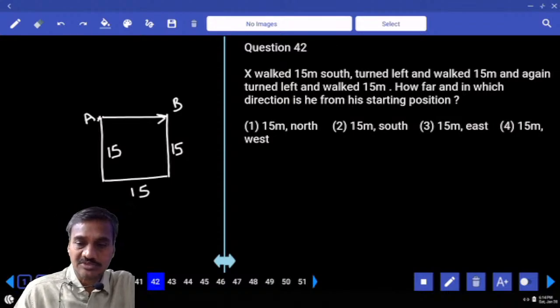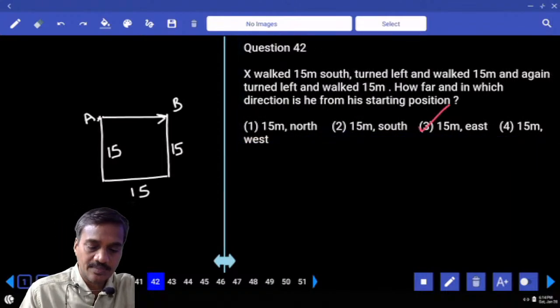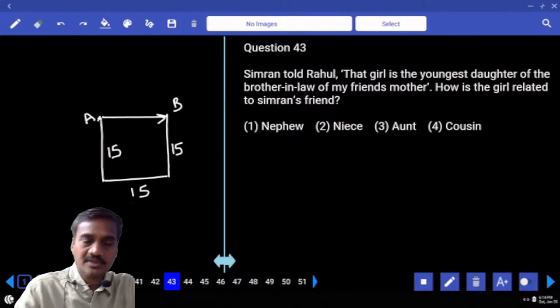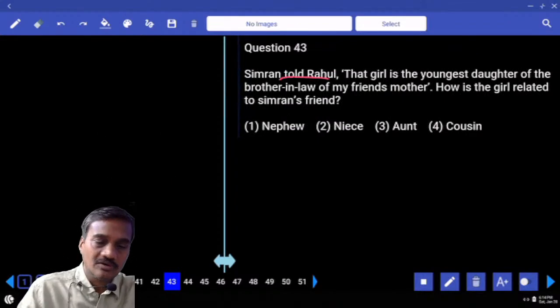Now the distance is how much? 15 meters towards east, choice 3. 42, choice 3. Then 43.